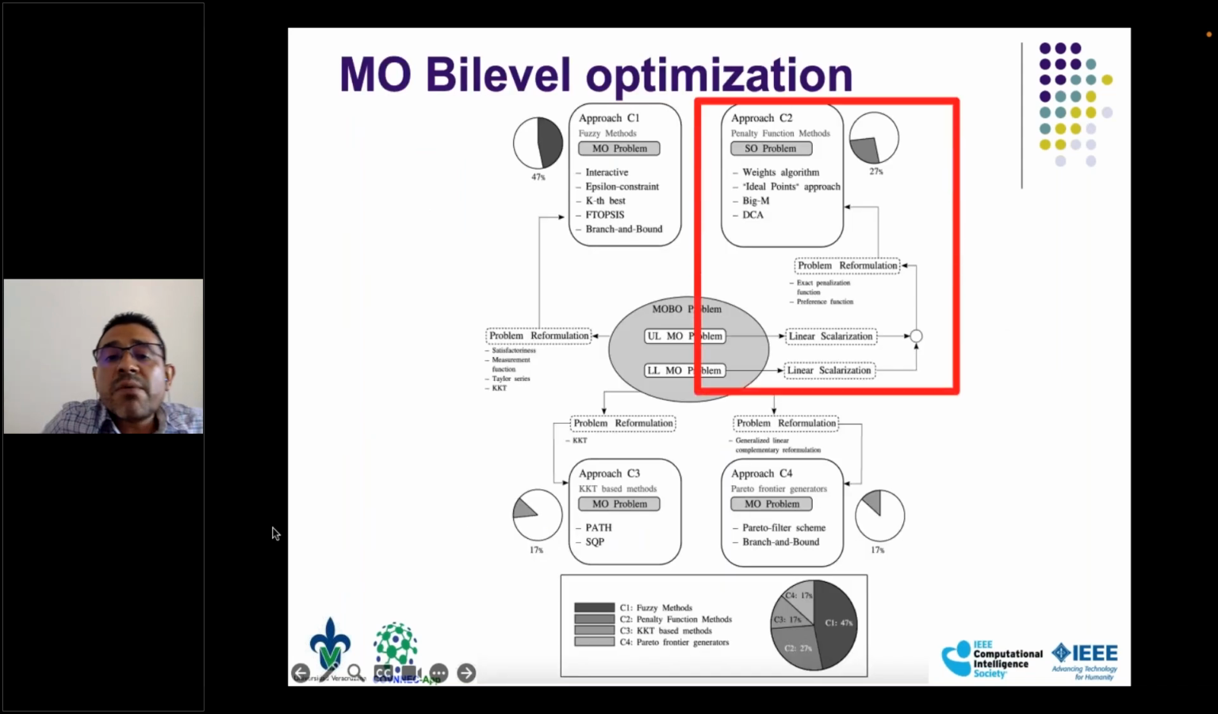I'm sorry, I forgot to mention that this circle represents the percentage of approaches that we found in each group. As you can see, the most popular group in this case is the fuzzy methods, with 47%. The second group, which is 27% of the approaches, is the penalty function methods.